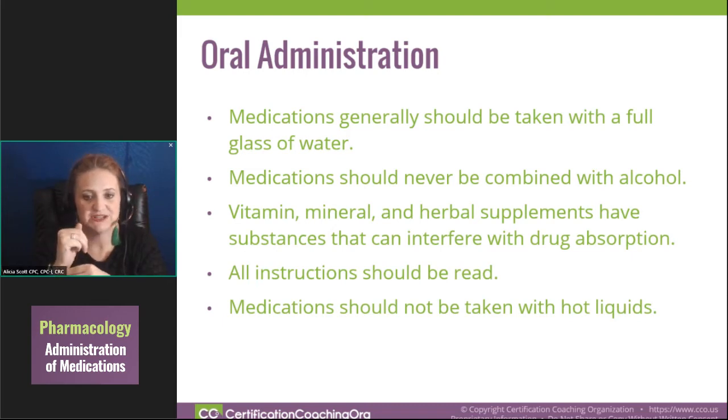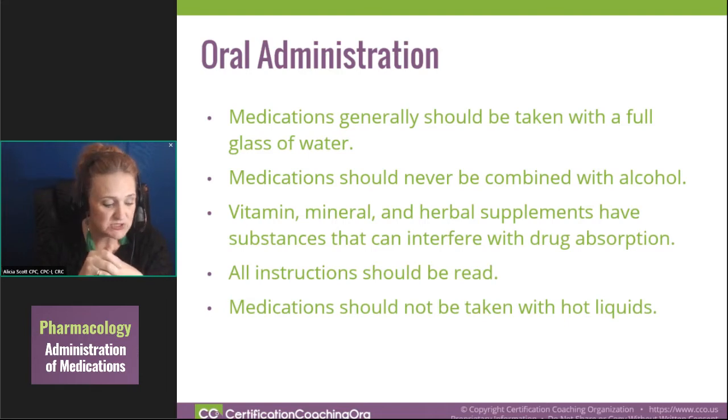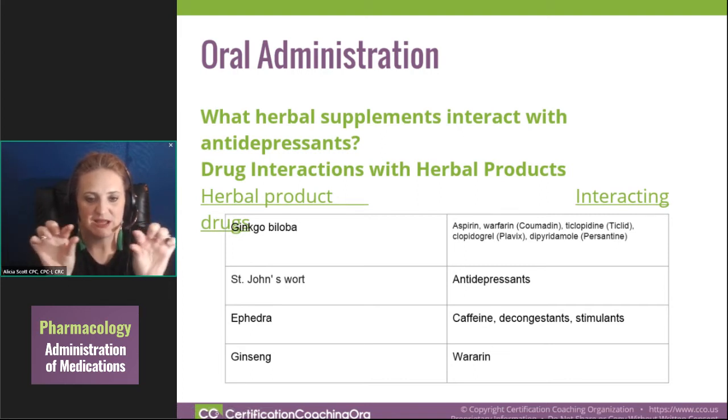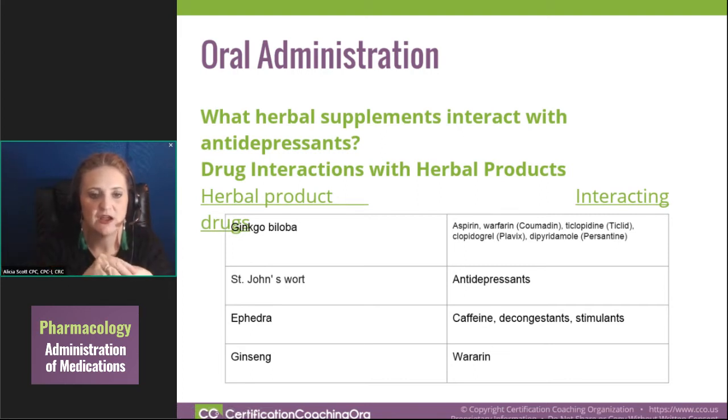Always read all the instructions, and you really shouldn't take medications with hot liquids. So don't take your Coumadin, your blood thinner, with your coffee. It's not a good idea. Again, that is like drinking alcohol with it. It just affects it. So I made this little chart, and I know it's a little messed up here because I had to add it on there.